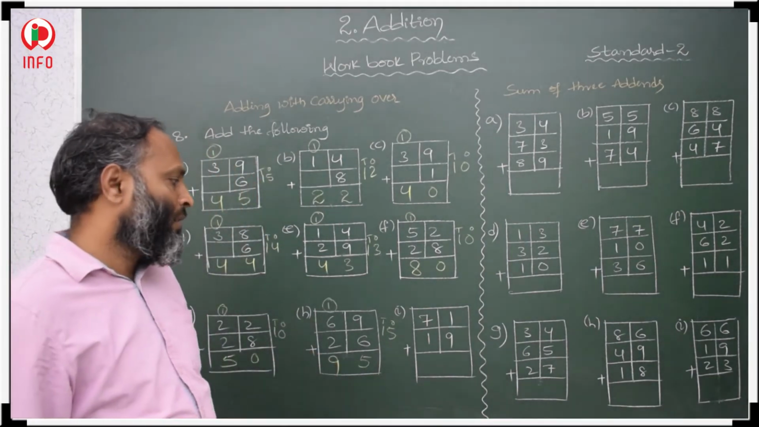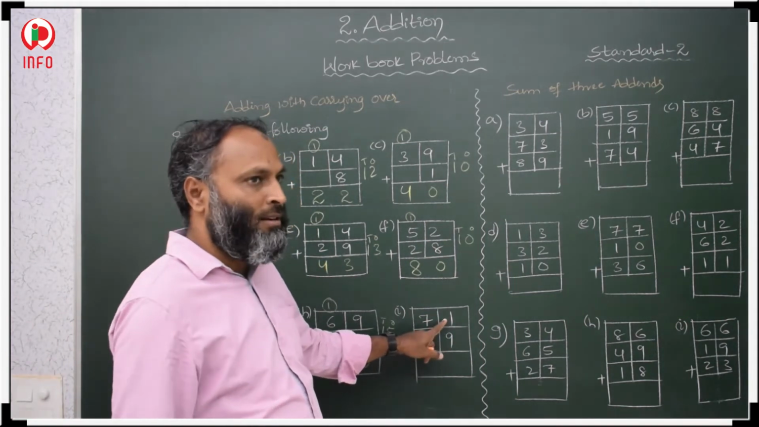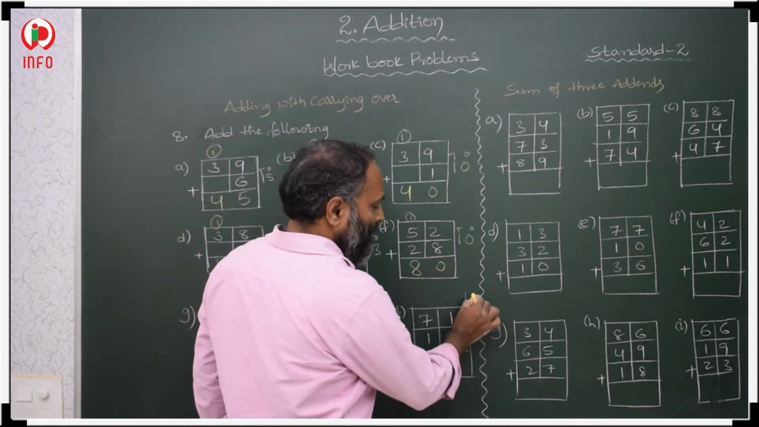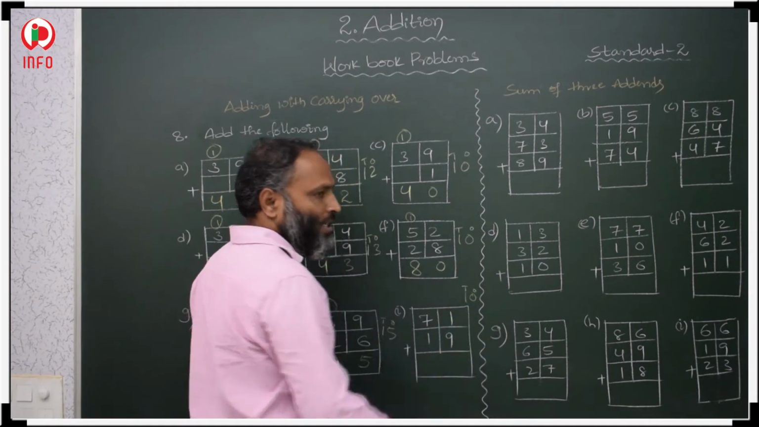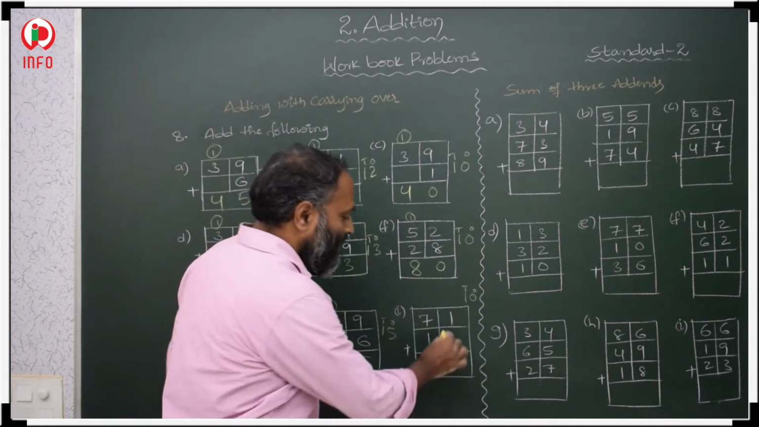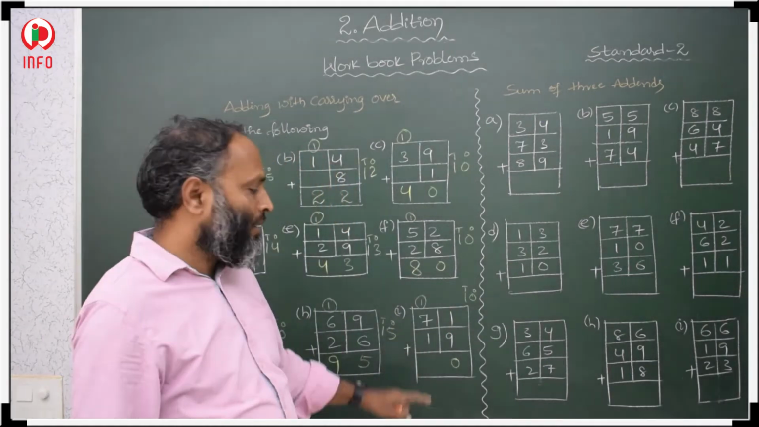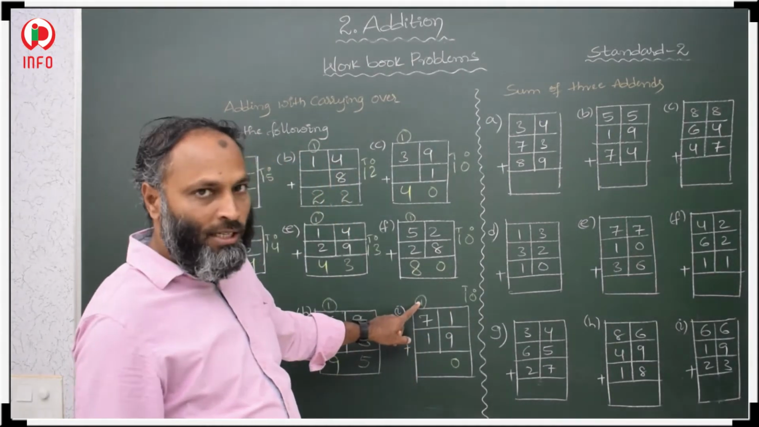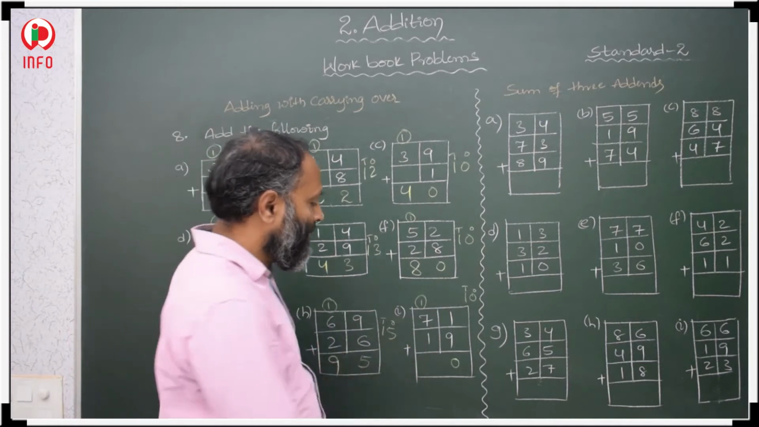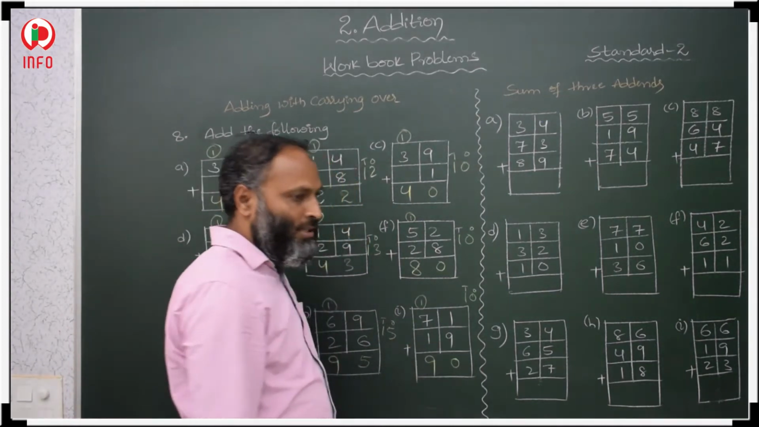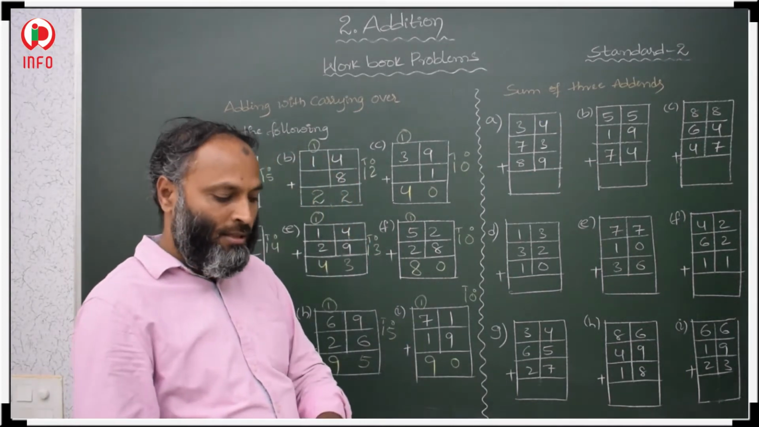95. Then 7 plus 1, 10. 10 means 0 is in the ones place, this is in the tens place. Then 0 is in the ones place, 1 in the tens place. 7 plus 1, 8. 8 plus 1, 9. The sum is 90.